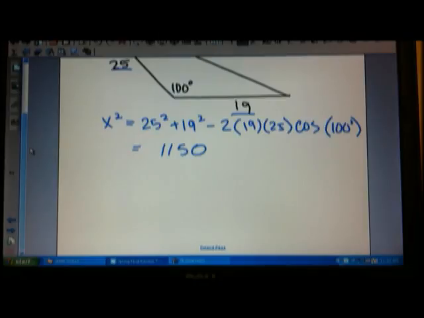Quick look at why you got such a big answer is because you just solved for x squared, right? We're actually asking for x. And so if you put in radical 1,150, then you get your answer of 33.93.